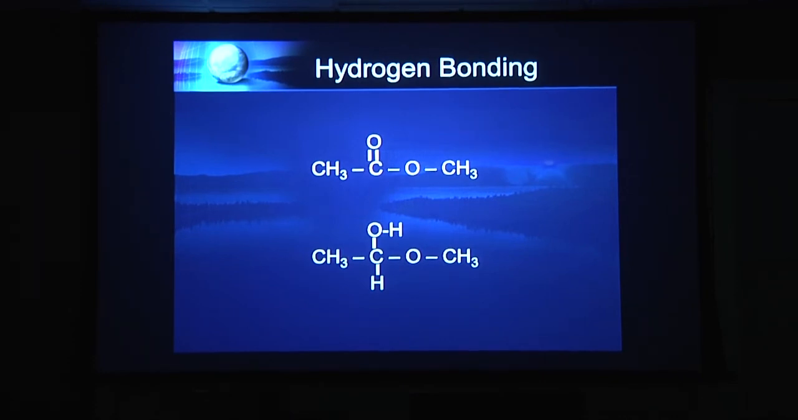But what about hydrogen bonding? Which one has hydrogen bonding? Do either of them? Well, only the bottom one has hydrogen bonding. Hydrogen bonding has to be this bond, the oxygen-hydrogen. That's what makes hydrogen bonding possible in this molecule. So if I said which one of these has a higher boiling point, I would pick the one that has hydrogen bonding in it to have the higher boiling point.